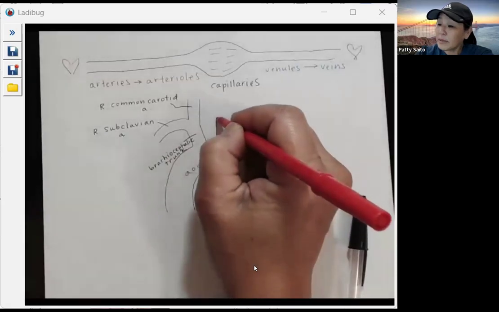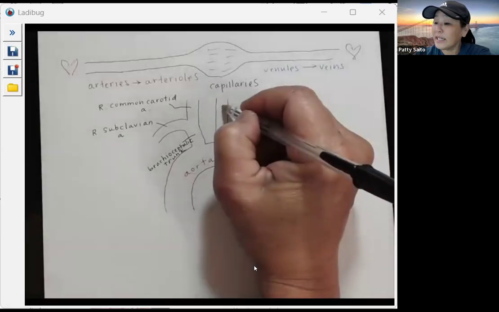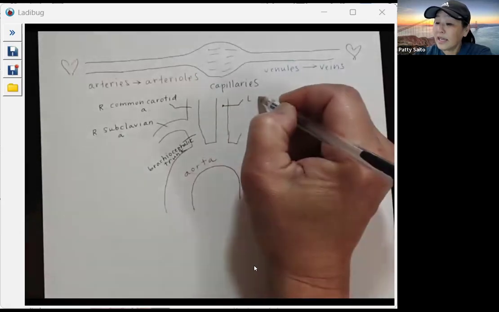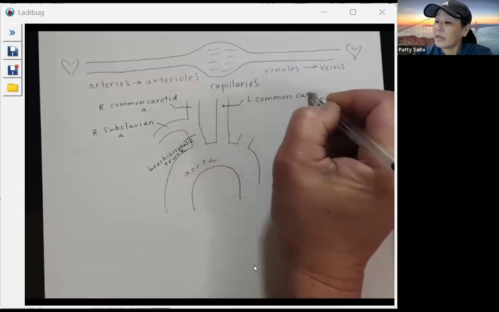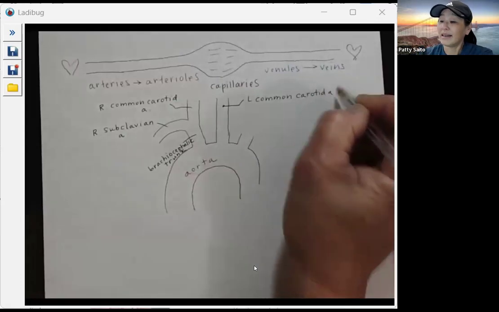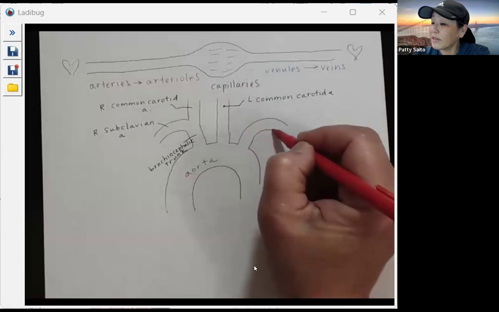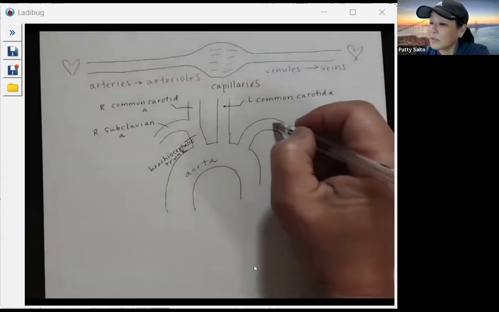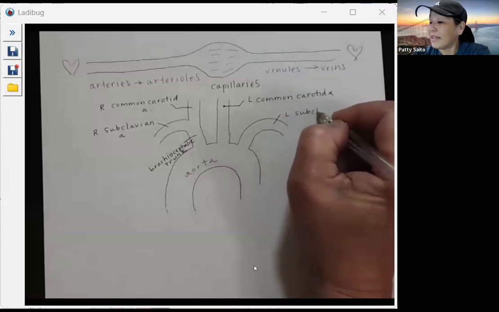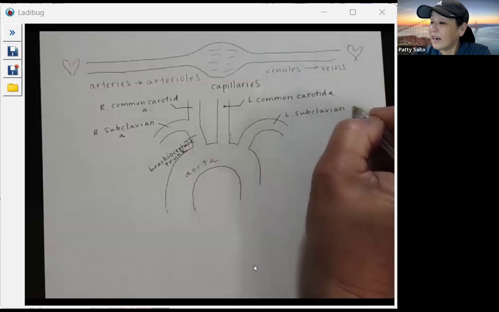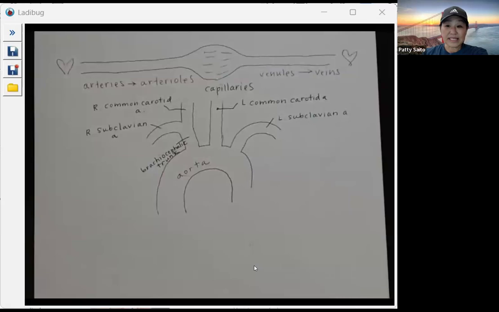This next branch comes straight up like this, up to the head. So this is the left common carotid artery. All right. And then this one's going to branch like this and go under the clavicle. And this one's the left subclavian artery. Okay. I hope that makes sense.